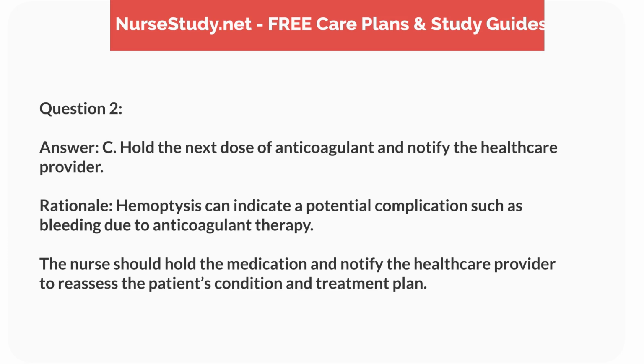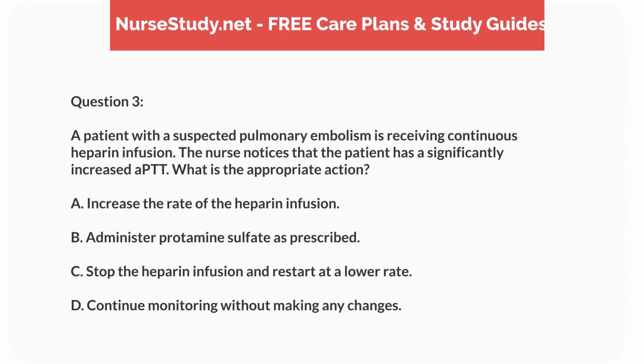Rationale: hemoptysis can indicate a potential complication such as bleeding due to anticoagulant therapy. The nurse should hold the medication and notify the healthcare provider to reassess the patient's condition and treatment plan. Question 3. A patient with a suspected pulmonary embolism is receiving continuous heparin infusion. The nurse notices that the patient has a significantly increased APTT.